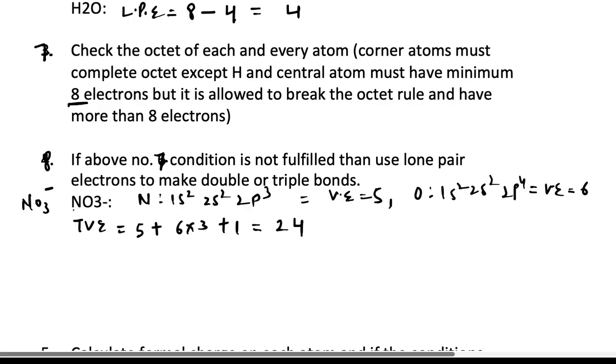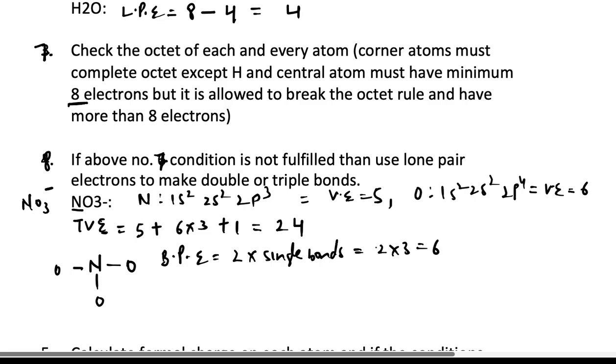The second step is to check the central atom. In case of nitrate, the central atom is nitrogen. So what I have to do is attach nitrogen with 3 oxygens with single bonds. This is not the shape, just the structure. According to the next rule, we attach the central atom with the corner atoms with the help of single bonds, and calculate the bond pair electrons. So this is 2 multiplied by the number of single bonds. In this case we have 3 single bonds, so it will be 2 into 3, that is 6.